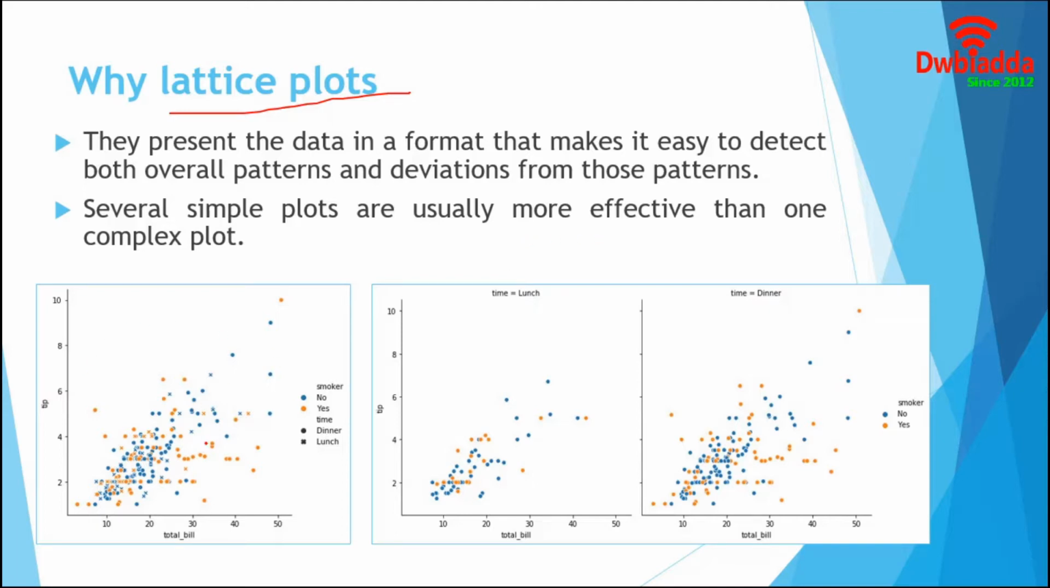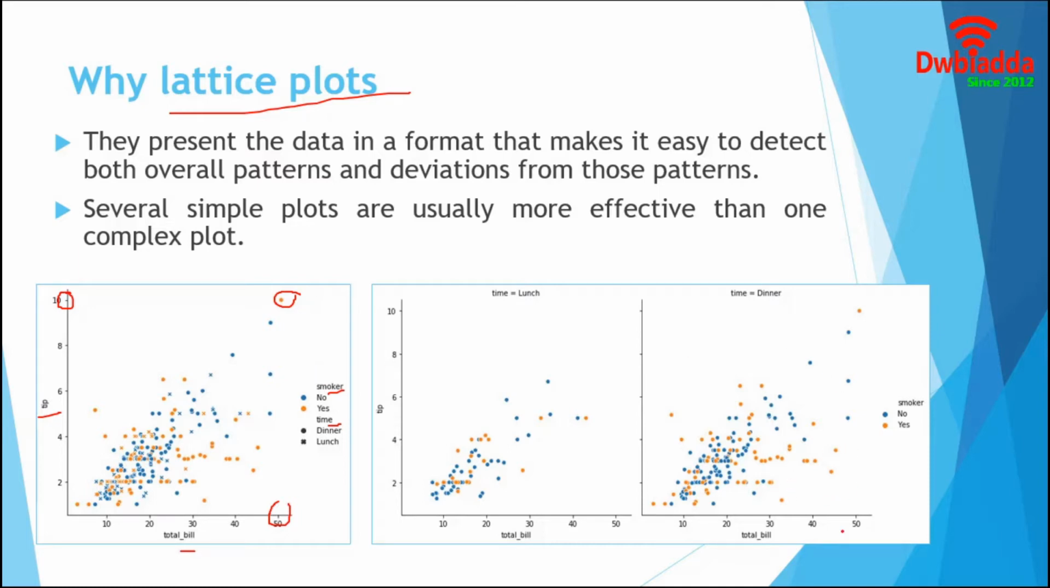In this left plot, we have accommodated four variables: tip, total bill, smoker and time, where smoker is represented by colors and time is represented by markers. Let's consider this top orange circle. It represents that a person came to dinner and he was a smoker, and against his total bill of $50, he gave $10 as tip. Using this plot, it's really hard to understand all the variables and their patterns.